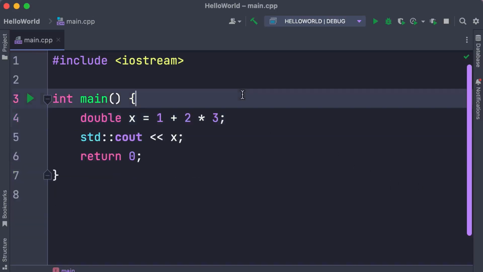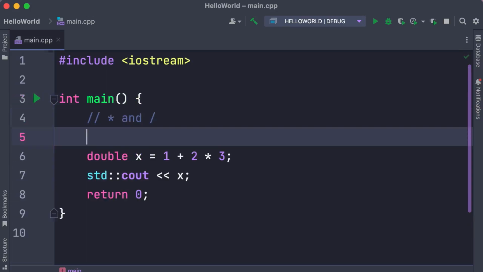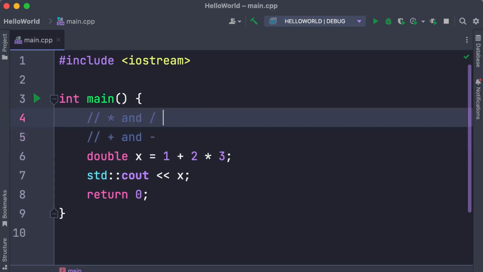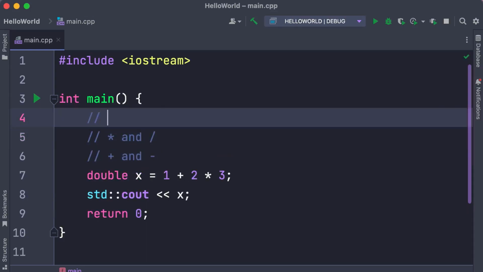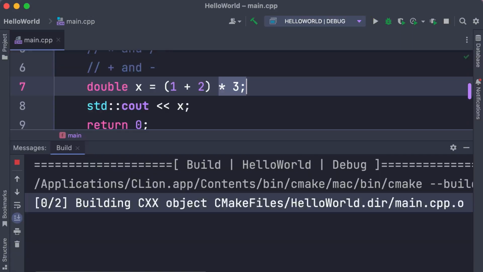Okay. So here's what I want you to remember. In math or any programming language, the multiplication and division operators always have a higher priority than addition or subtraction operators. But we can always change the order of these operators using parentheses. So in this case, if we wrap this piece of code with parentheses, first, this piece is evaluated. So 1 plus 2 is 3, and then 3 is multiplied by 3. So the result is going to be 9. Let's verify it. So run the program one more time.